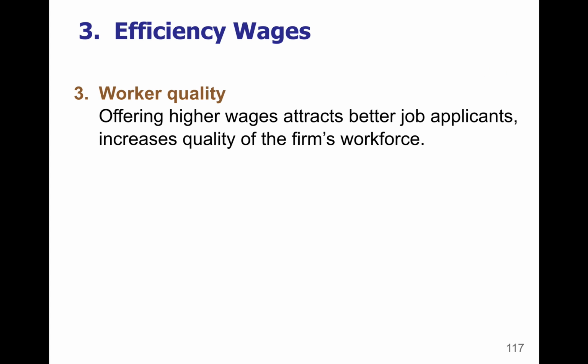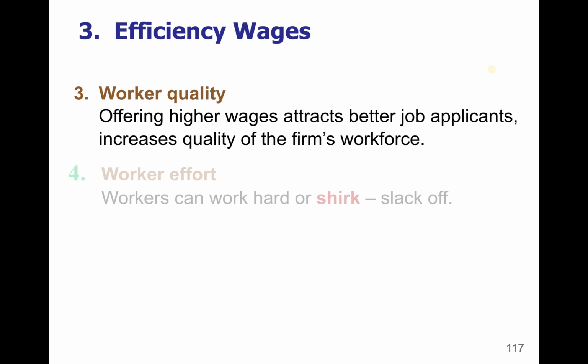The third one is worker quality. When you decide to pay higher wages, then you get the best applicants applying for those jobs, and the firm will get to choose from all of these applicants which people are the best. Higher wages also mean that workers are more likely to be efficient and work harder while they're on the job. This also means that they shirk less, which is the official term for slacking off.